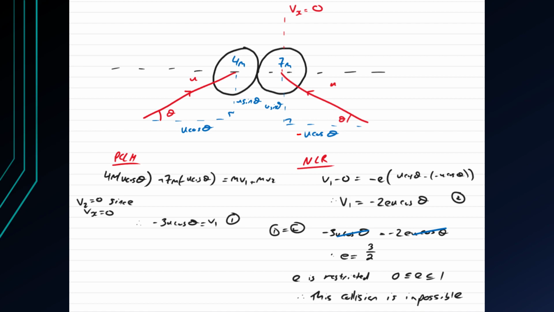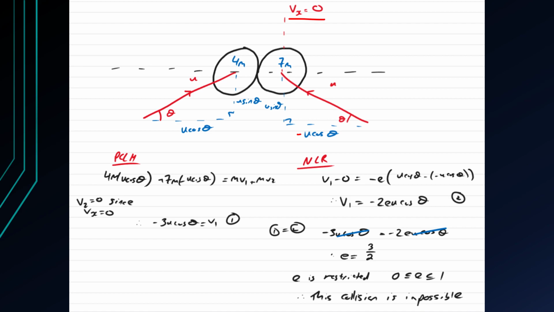So starting with the conservation of linear momentum, we get that 4m times u cos alpha plus 7m times minus u cos alpha is mv1 plus mv2. Now, because we're dealing with the component of the velocity that's actually changing, if we wanted to travel vertically, the horizontal component of the velocity must be 0. So in that case, v2 is 0. So we get minus 3u cos theta equals v1. And that's our first equation.